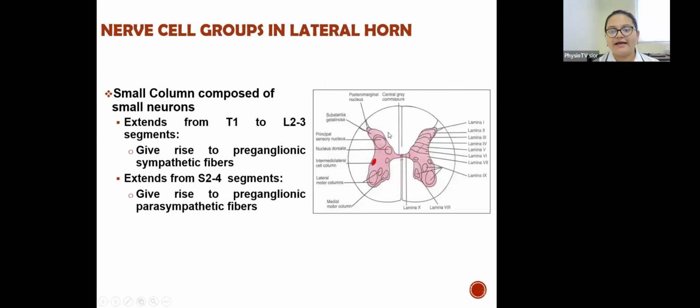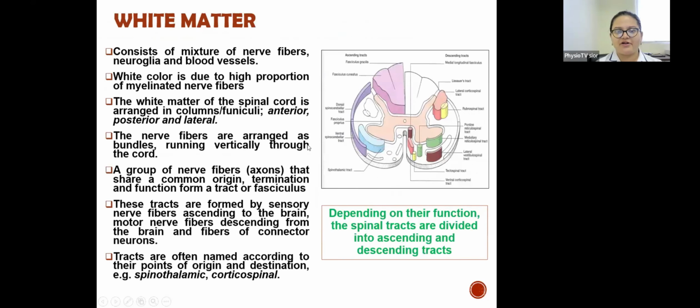This was about the gray matter of the spinal cord. Now let's talk about the white matter of the spinal cord. White matter consists of a mixture of nerve fibers, neuroglia, and blood vessels. The white color is due to the high proportion of myelinated nerve fibers.